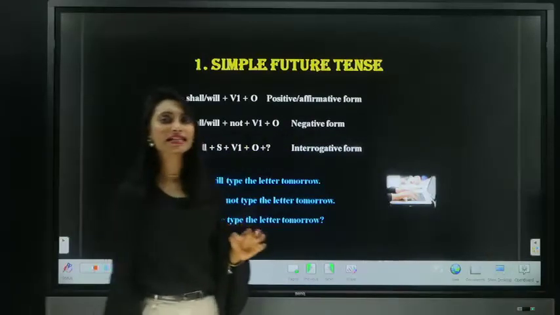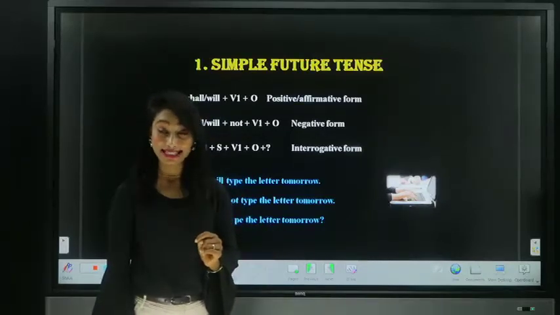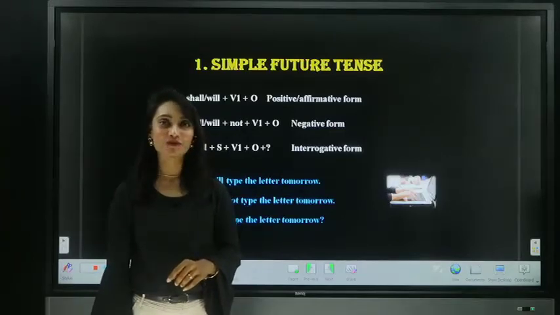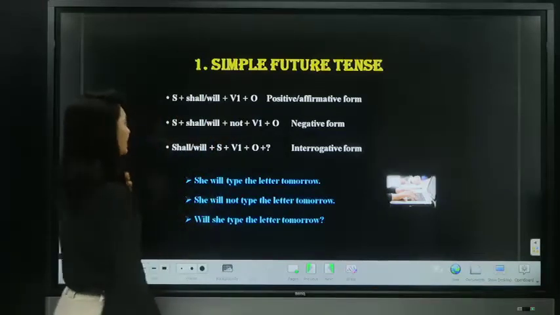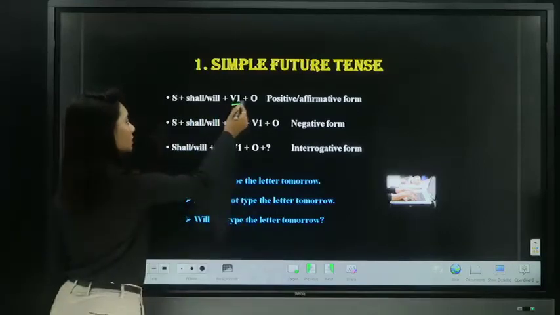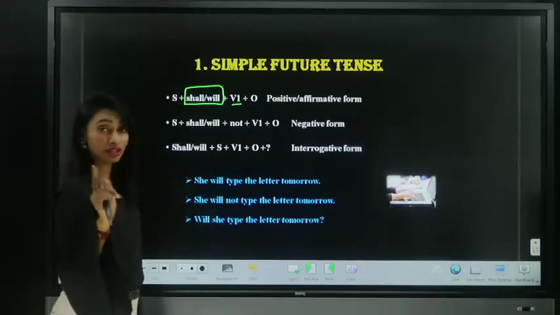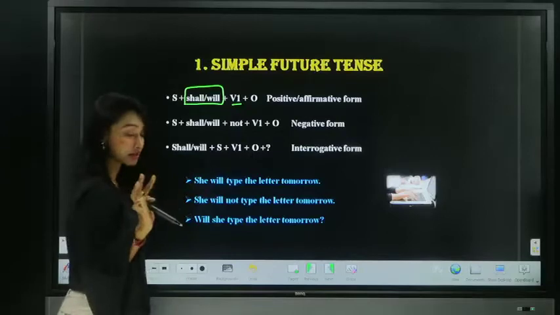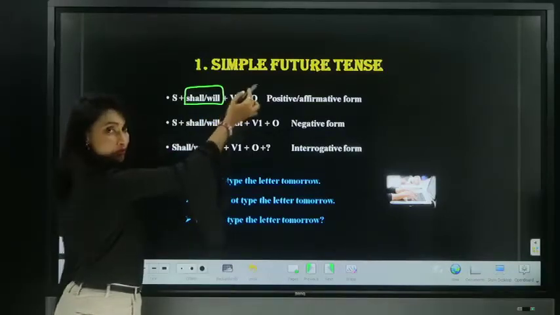The formula is the same as the formula for simple present, except in future we use will or shall. Hence the formula for a positive sentence is subject plus shall or will plus V1 plus object. Shall or will is common for all the future forms, whether it is simple future, future continuous, future perfect, or future perfect continuous. It is the same for everything. So they should be there in the future form. Here, simple future, so V1.